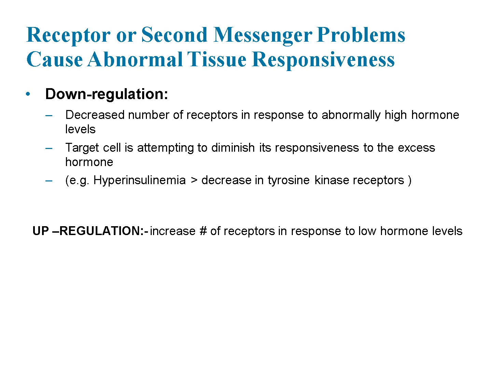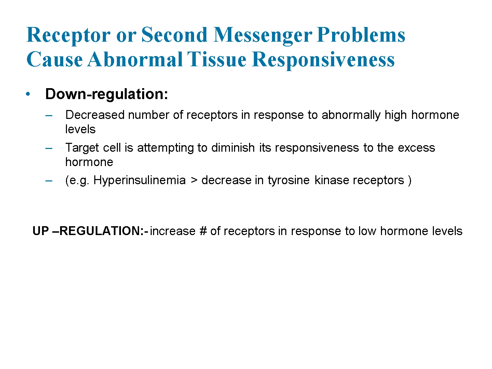This slide explains how receptor or second messenger issues can lead to abnormal tissue responsiveness. When hormone levels remain abnormally high, the body initiates downregulation by decreasing the number of hormone receptors. This is the target cell's way of reducing its sensitivity to excessive hormone stimulation. For example, in hyperinsulinemia, chronically high insulin levels cause a reduction in insulin receptors, which diminishes the cell's responsiveness to insulin.